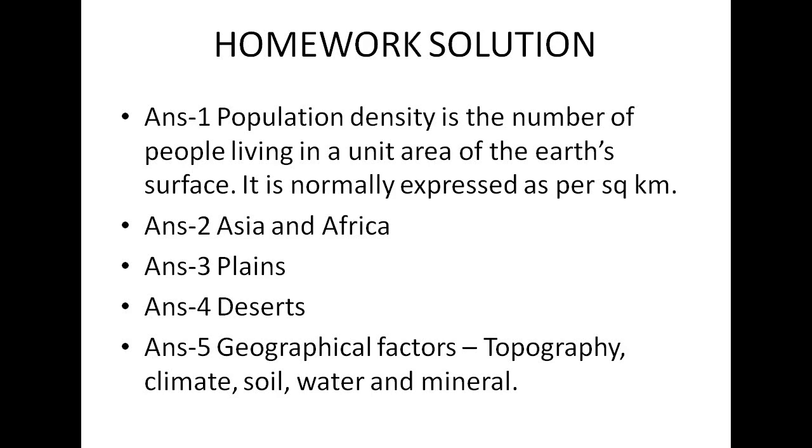The third question was, what is the most preferable topography for humans? That is plains. Question 4, which area of the world has a sparse population when it comes to water availability? That is deserts. And question 5, what are the factors affecting the distribution of population? You can write geographical factors, or culture, economic and social factors. You just have to name them, you don't have to explain them, like topography, climate, soil, water, minerals, and social, cultural and economic factors. Just the names, not anything else.